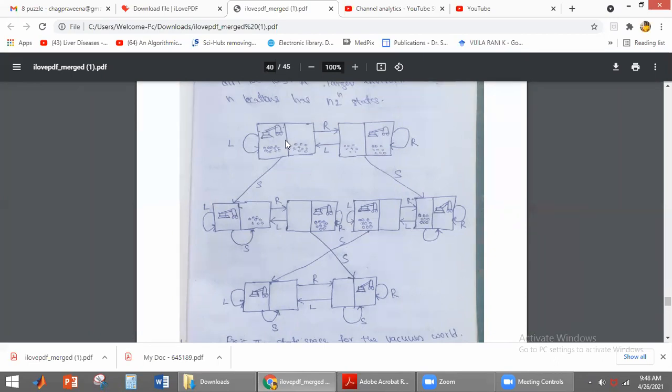Here we have discussed that, for example, this is the initial state. What is the final state? The final state is that there is no dirt in any of the locations. This is the final state. It has to reach either this state or this state.